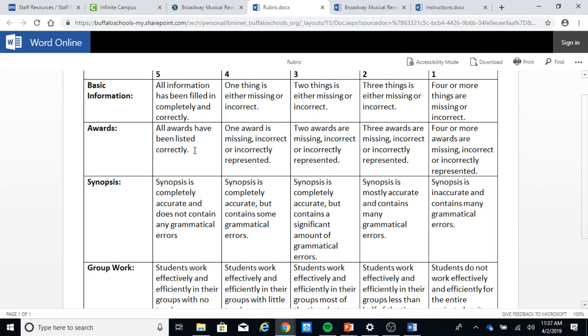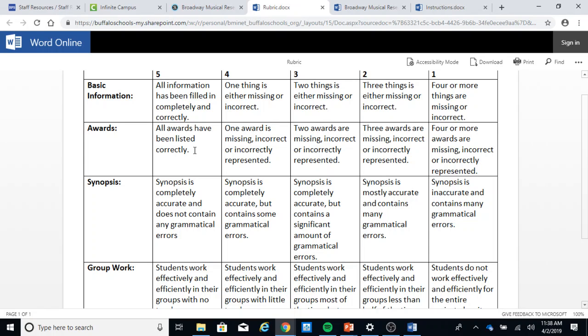Make sure that you're careful about what you're putting down for that. 2 points: the synopsis is mostly accurate and contains many grammatical errors. But I will tell you that if it's only mostly accurate, you're automatically getting a 2. I don't care if it's perfect grammar. You have to make sure that the synopsis is accurate. Grammar is important, but the accuracy of the synopsis is more important. Does that make sense, guys? So just get the best of both worlds.